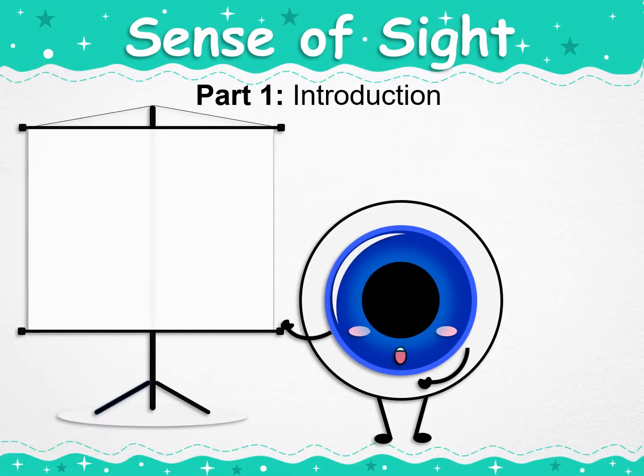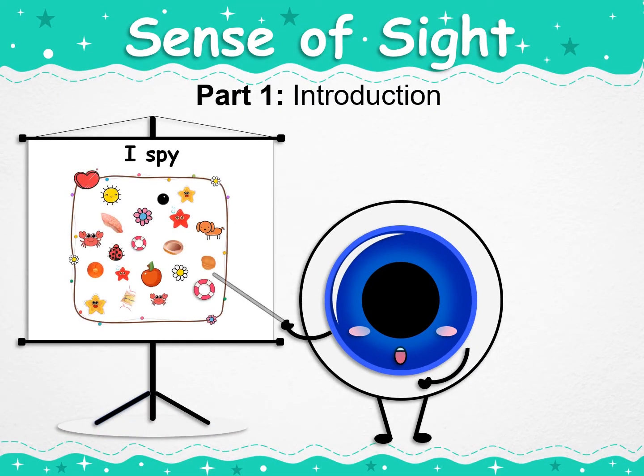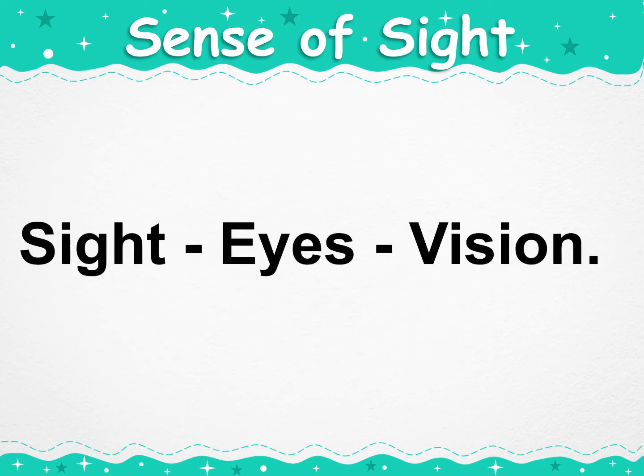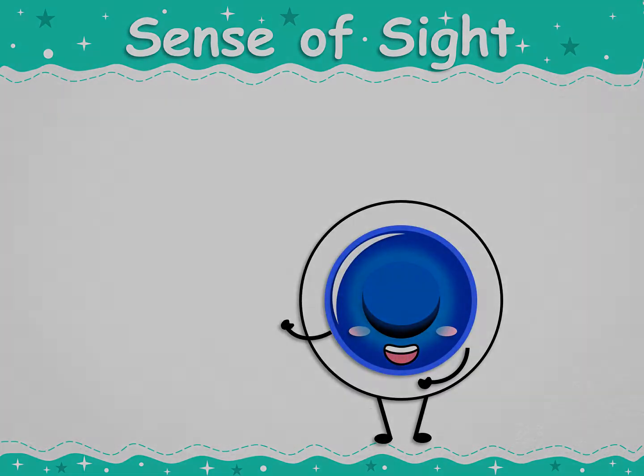Does anyone know how to play I Spy? You can even play this like mentioning an object in the class, etc. Can anyone tell me how you can spy things around you? What sense do you use? Sight, eyes, vision. Repeat after me. Sight, eyes, vision. Now close your eyes. Can you see anything? You would not be able to see anything without your eyes. Hence today we are going to learn how we see with our eyes.